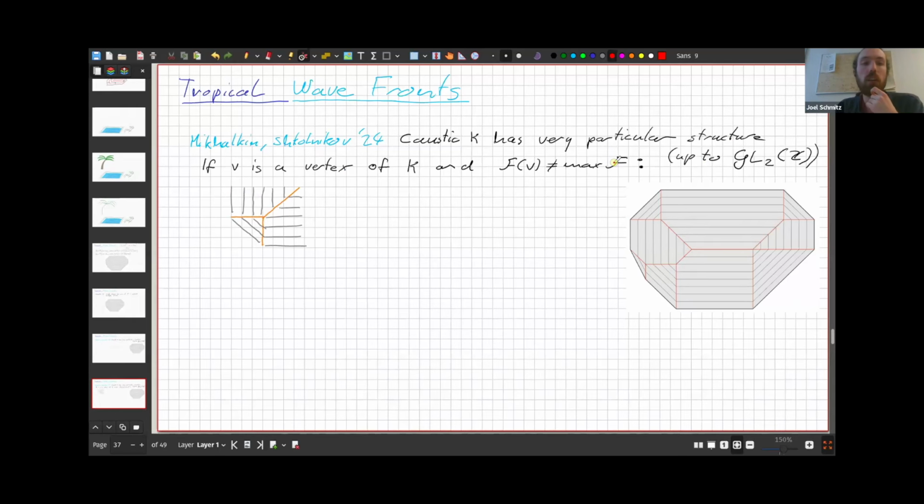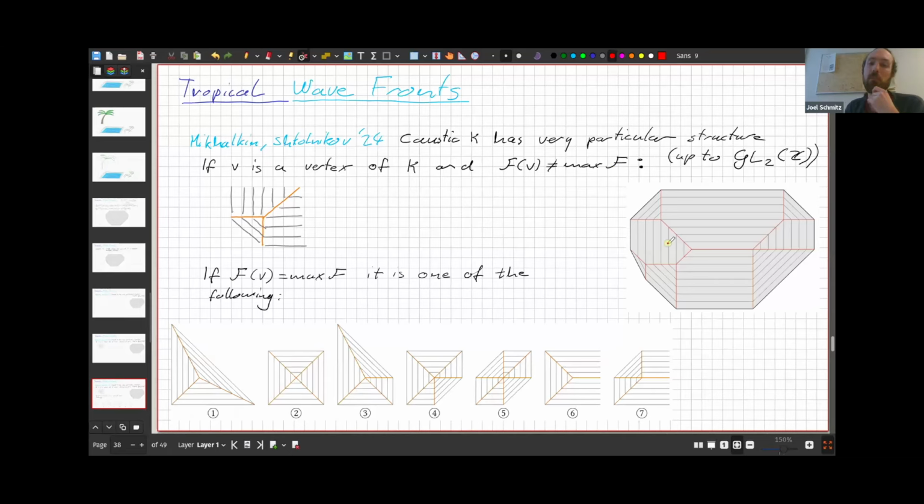And if I have a vertex which is in the maximum set, then it's a bit more complicated, but I still have a finite list of things it can be. I have these 1, 2, 3, 4, 5 things where the maximum is just a point. And then if the maximum is a line, like in this example here, then I can have 2 vertices in the maximum set, and in this case the vertices look like one of these two. So here this vertex is an example of the 6, and here this vertex is an example of the 7.